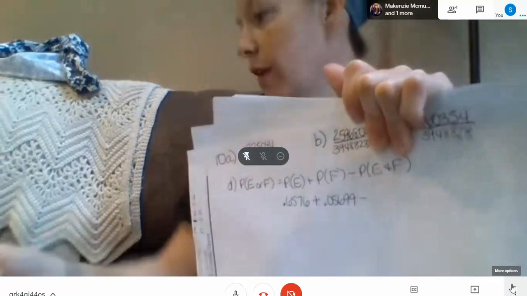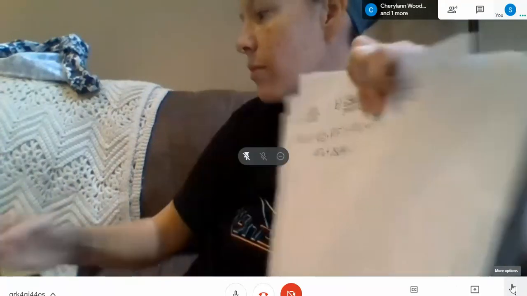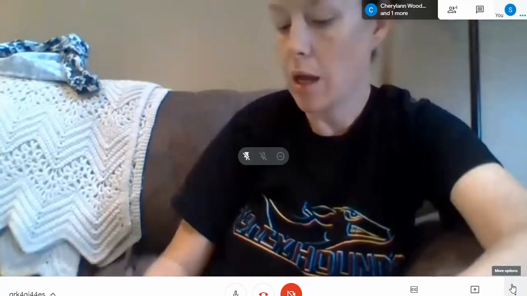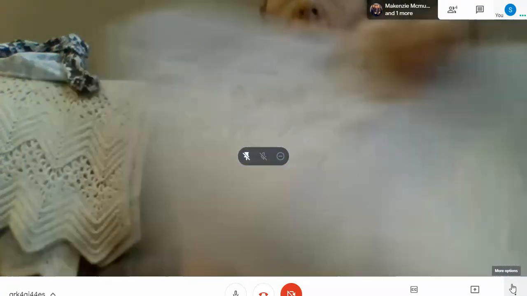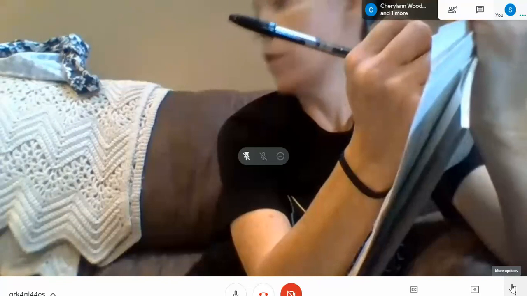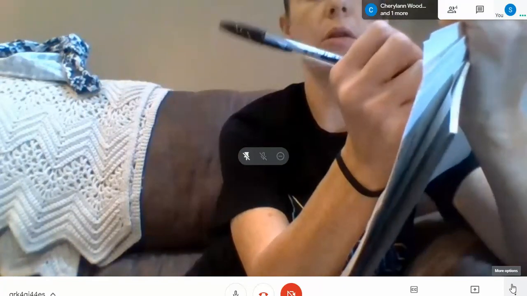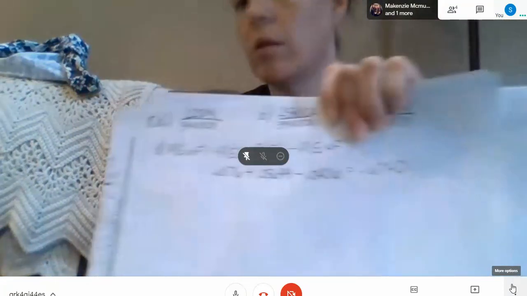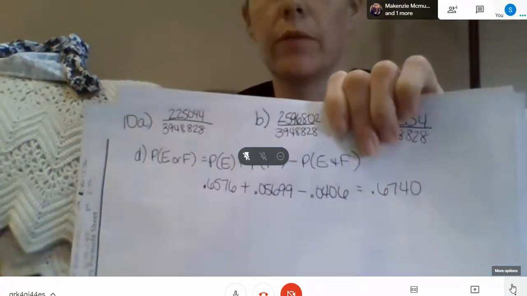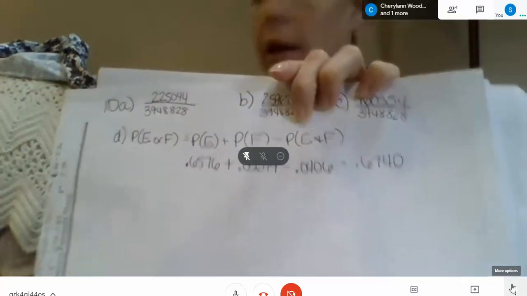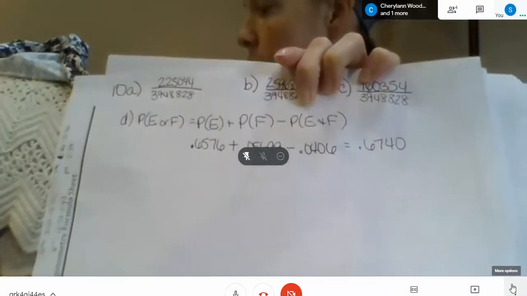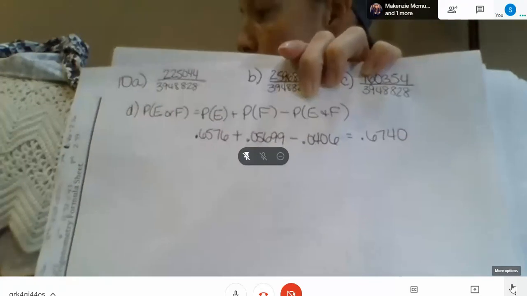Minus the probability of E and F, we just did that in part C, and you would get 0.0406. So then if you plug those into your calculator, we get 0.6740. And again, it might be slightly different due to rounding error, but as long as you showed your work, you wouldn't get counted off.